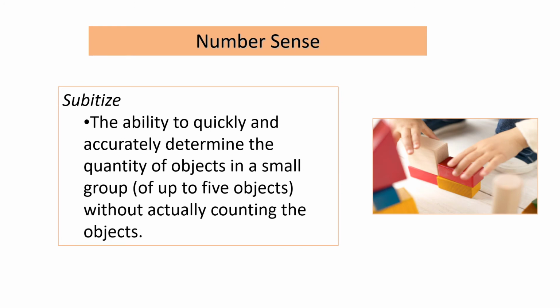And subitize, that's a hard word to say sometimes, is the ability to quickly and accurately determine the quantity of objects in a small group. And for preschool children, that would be up to 5 objects without actually counting the objects. So being able to estimate.